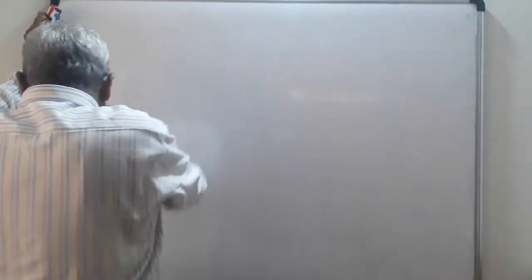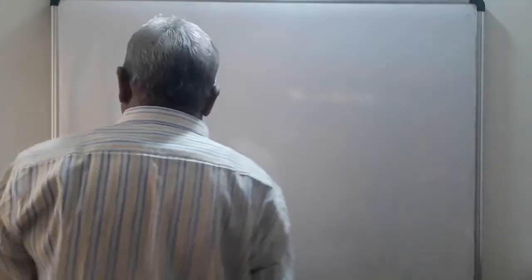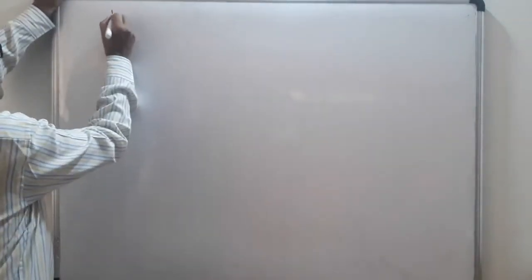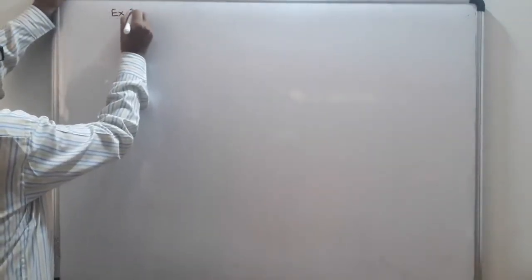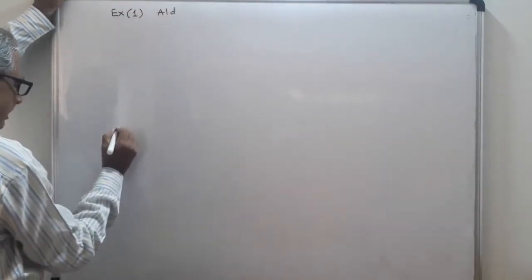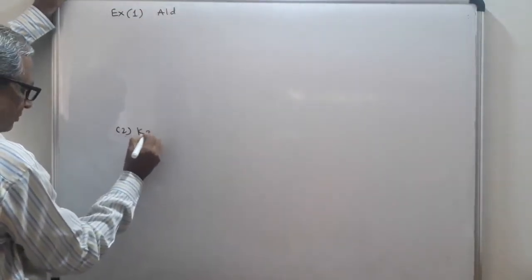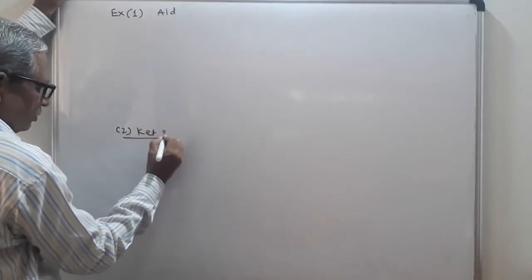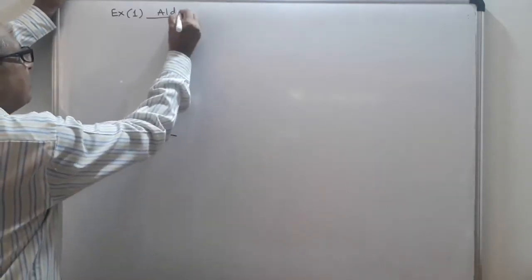Now I will start the example of aldol condensation. See the examples here. First example I will take an aldehyde. Second example I will take a ketone. So two examples I will explain here.